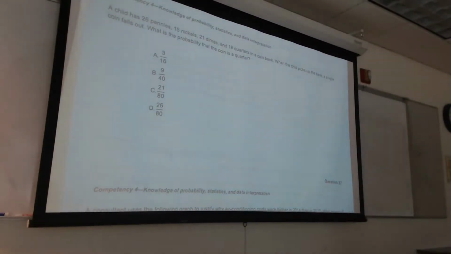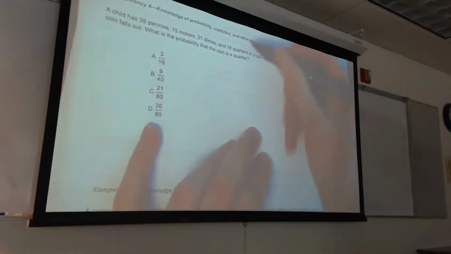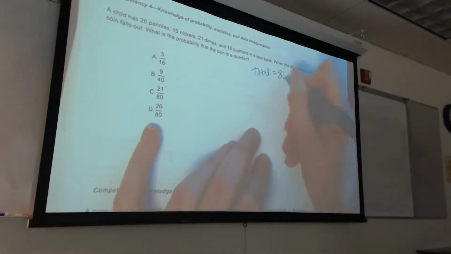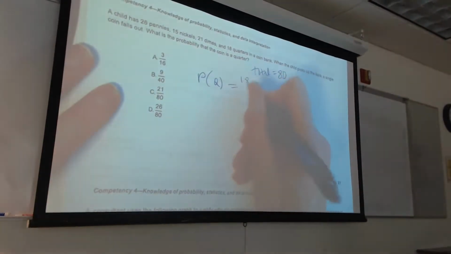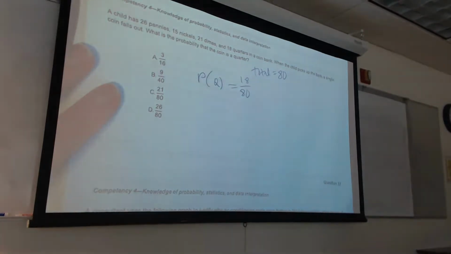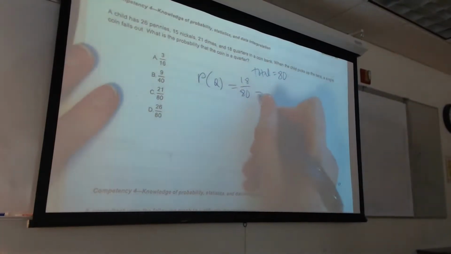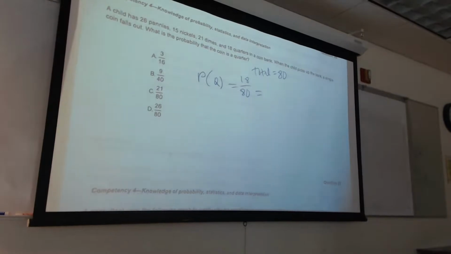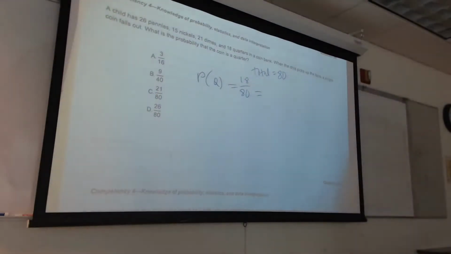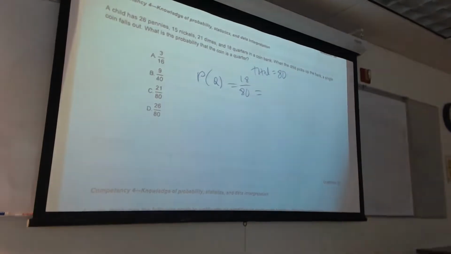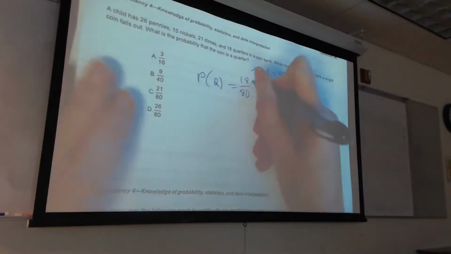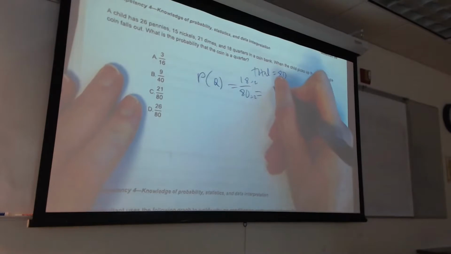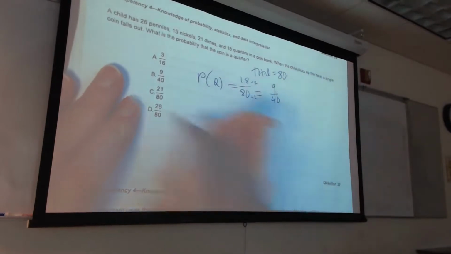So how many coins total? 80. So there's 80 coins. So the probability of a quarter is 18 over 80. And I like that they want you to simplify. How do you simplify a fraction? Divide by a common factor. So 18 and 80 are both divisible by what number? 2. So you get 9 over 40.